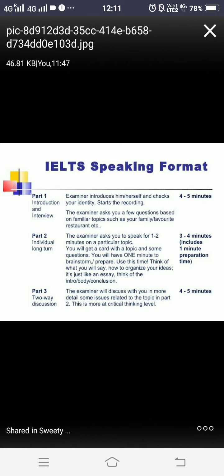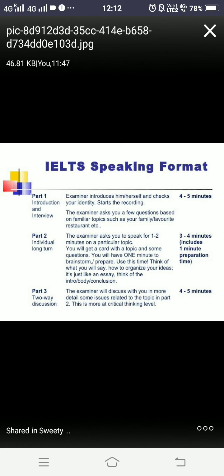As you can see on the screen, it is clearly mentioned that there are three parts in your speaking test: part 1, part 2, and part 3. Part 1 is always related to you. The examiner will ask you very basic questions like your name and where you belong to. Apart from that, they will ask you common questions such as how many members you have in your family, what your favorite color is, etc. The duration of part 1 is always 4 to 5 minutes.